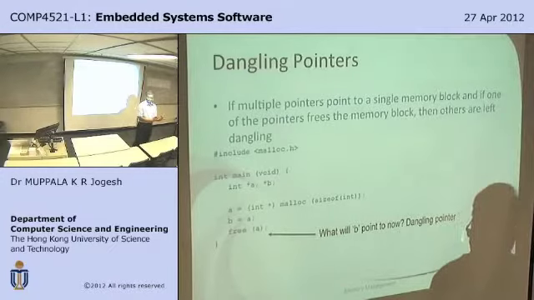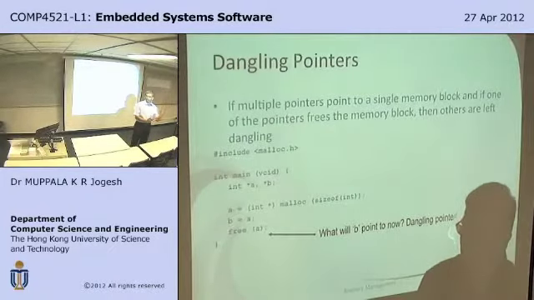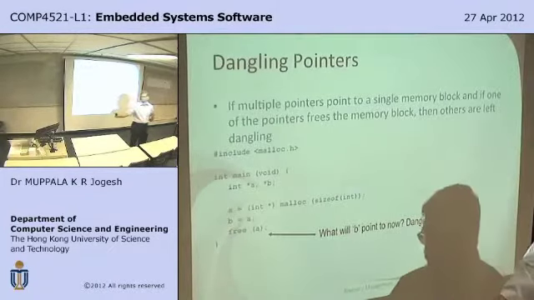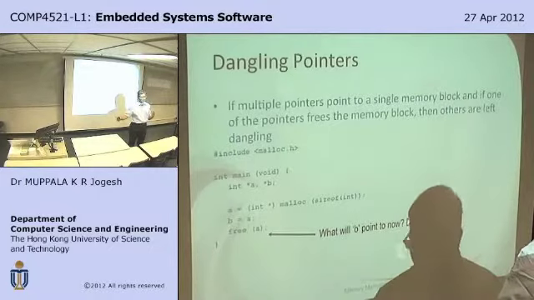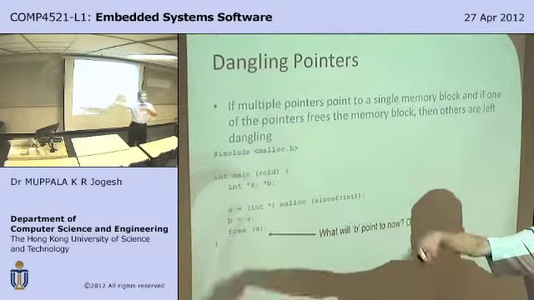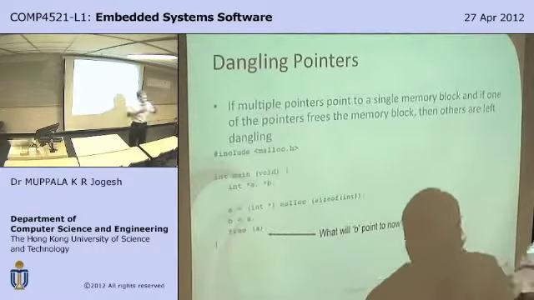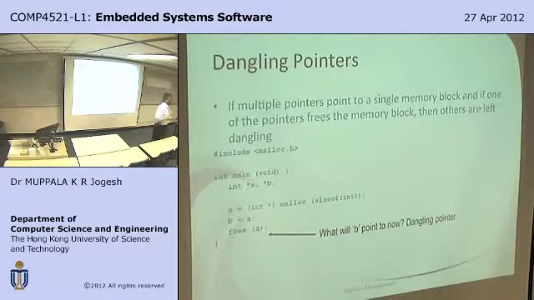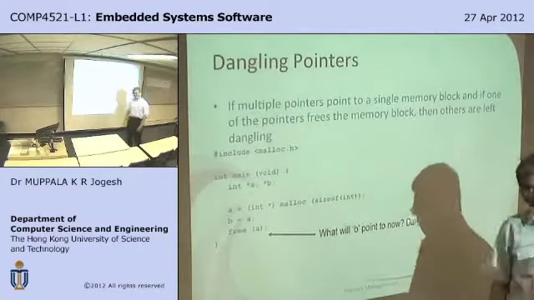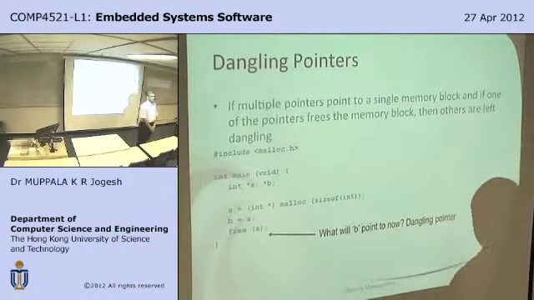You release the memory using one of the pointers without properly reassigning the other pointer. The other pointer is left there, pointing to a memory location that is not valid anymore. That is what we call a dangling pointer. This problem occurs very frequently in C and C++.